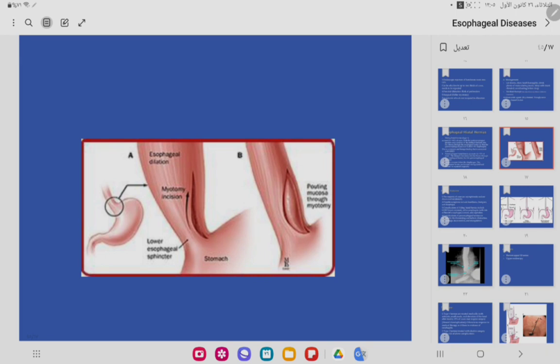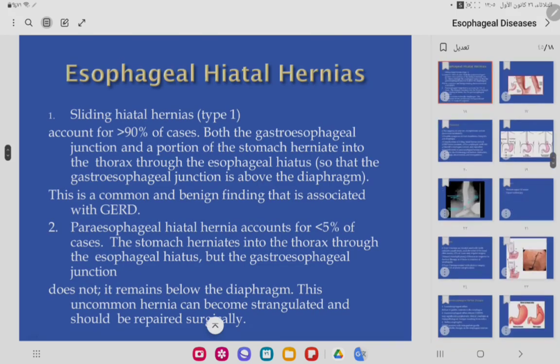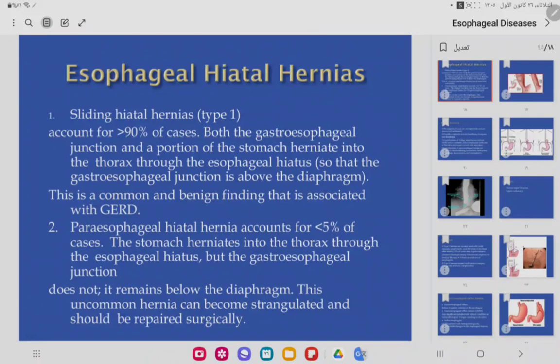Next. Esophageal hiatal hernia: we have two types of hernia. Sliding hernia is the most common, accounting for 90% of cases, when both the gastroesophageal junction and a portion of the stomach herniate into the thoracic cavity. The gastroesophageal junction is above the diaphragm. This is very common, and it is a finding associated with GERD.